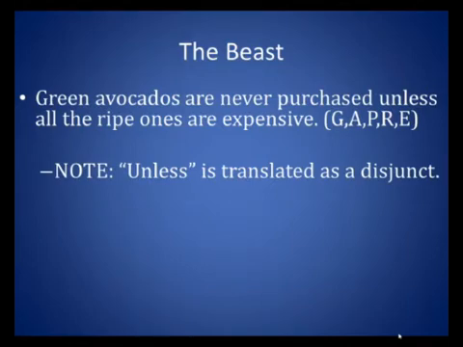Now, something we haven't talked about, but perhaps you've picked up from the book, I hope, is that we translate the term unless as a disjunctive statement. In other words, we use the wedge, or the lowercase v, as our operator with the term unless. So we can see that this particular translation is at least going to involve a disjunct because we have the word unless in there.